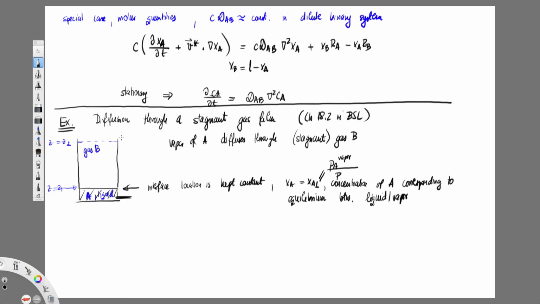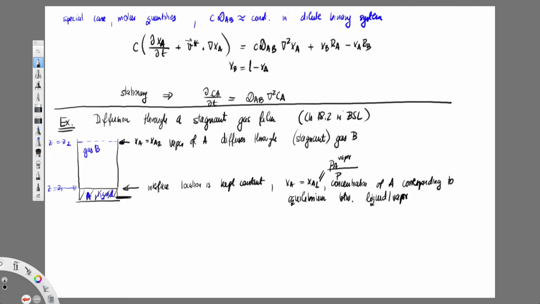And also I have boundary conditions such that I can maintain a constant level of XA at this top boundary. So maybe I have some fan that is taking off any excess of A, so I'm always keeping it at a constant that I can control. So those are my boundary conditions.